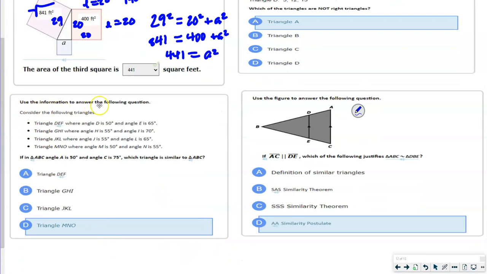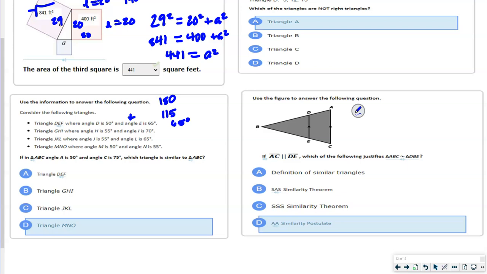All right, so here's the next one. Use the information to answer the following questions. Oh, so this one's like our test was, right? So it says DEF, where angle D is 50 and 65. So we're going to add these together. 50 plus 65, that's going to be, what is that, 115? And we're going to subtract that from 180. 180 minus 115 is equal to 65. So our third angle here is going to be 65.